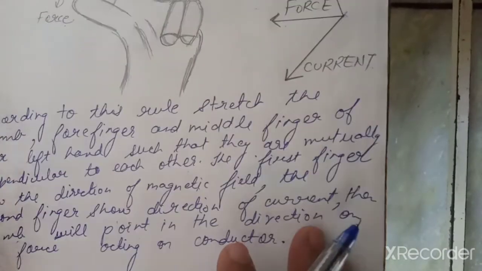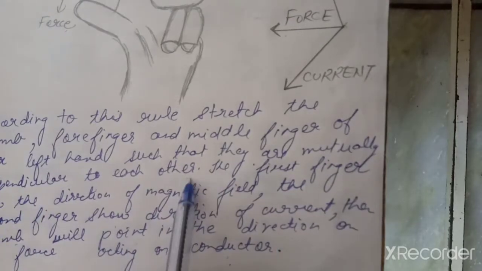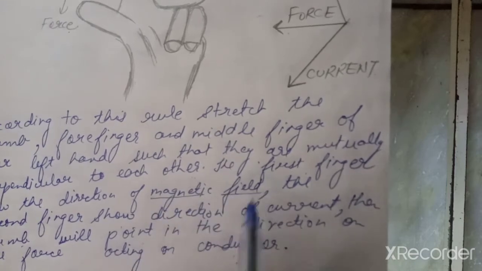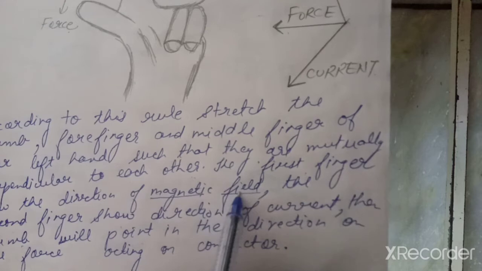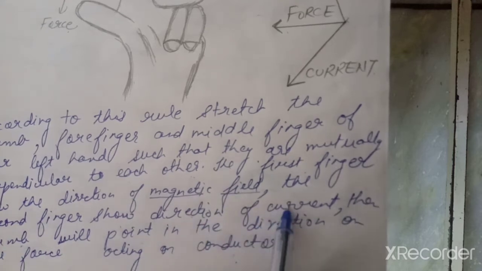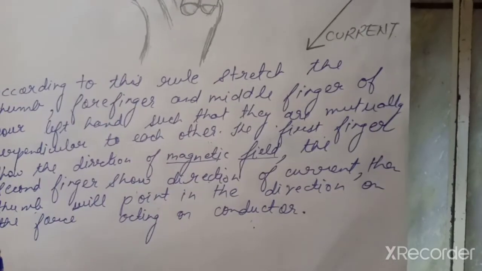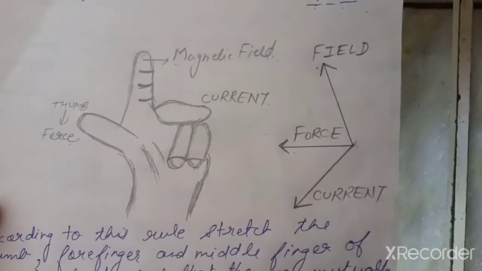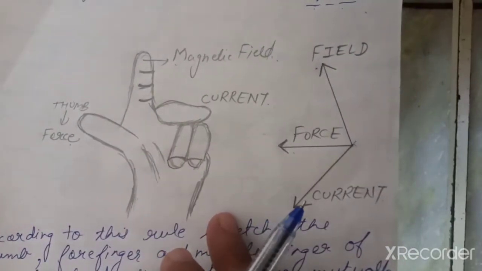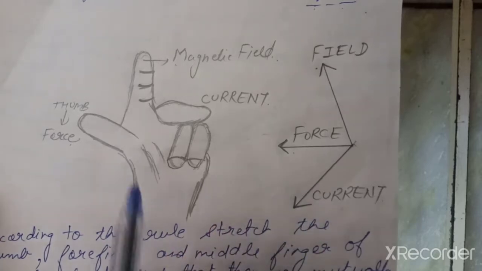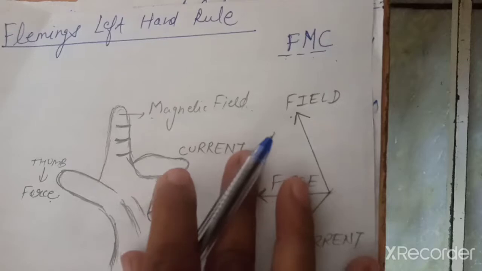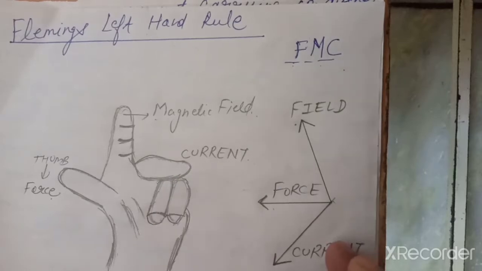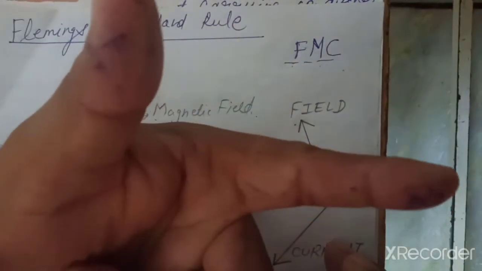When all three fingers are mutually perpendicular to each other, the first finger always points in the direction of the magnetic field, the second finger shows the direction of the current, and the thumb points in the direction of the force acting on the conductor. So this is Fleming's left hand rule. We will use it in the next topic, the force acting on a current carrying conductor, and that force can be calculated or explained using Fleming's left hand rule.